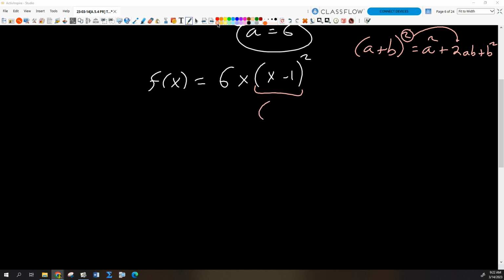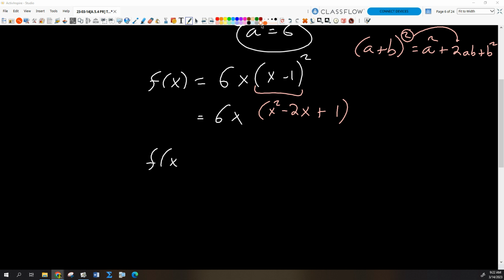So x minus 1 quantity squared is going to be, okay, a squared becomes x squared plus 2 times x times -1. 2 times a times b. What's that? 2 times x times -1, -2x. So I get x squared minus 2x plus negative 1 squared is 1. There you go. Okay, so I get 6x times that. So I just distribute the 6x and we're done, right?